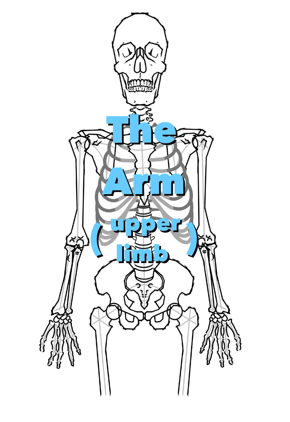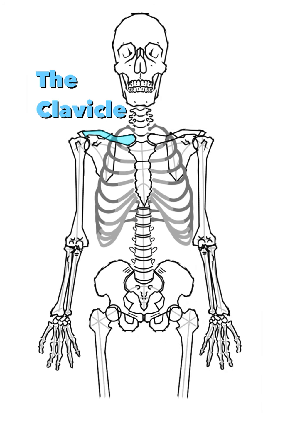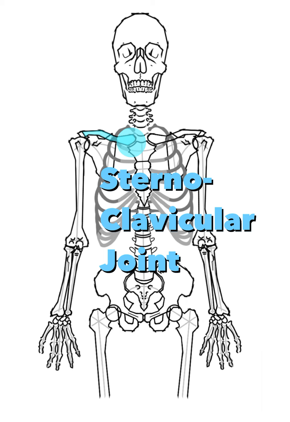We'll be talking about the arm today, or as it's also known, the upper limb. Our first bone, the clavicle, is a thin bone that sits right on top of the sternum, something we covered in our last video. The connection point between the sternum and the clavicle is known as the sternoclavicular joint.